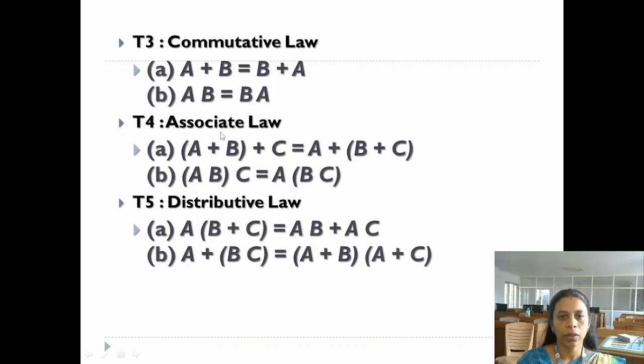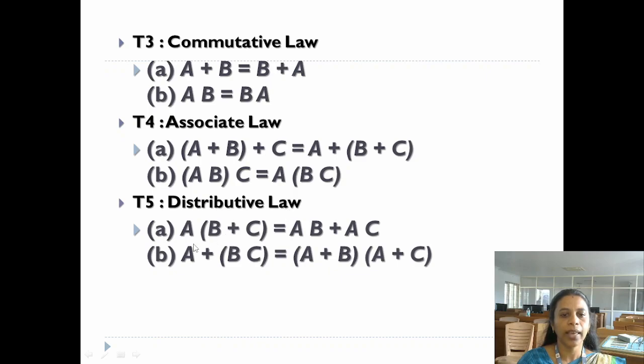That is the associative law: a plus b plus c is equal to a plus b plus c. Performing the OR operation of a and b first, then ORing with c, is equal to performing the OR operation of b and c, then ORing with a. Similarly, with respect to the dot operator, performing the dot operation of a and b and then dot with c is equal to performing the dot operation of b and c and then dot with a.